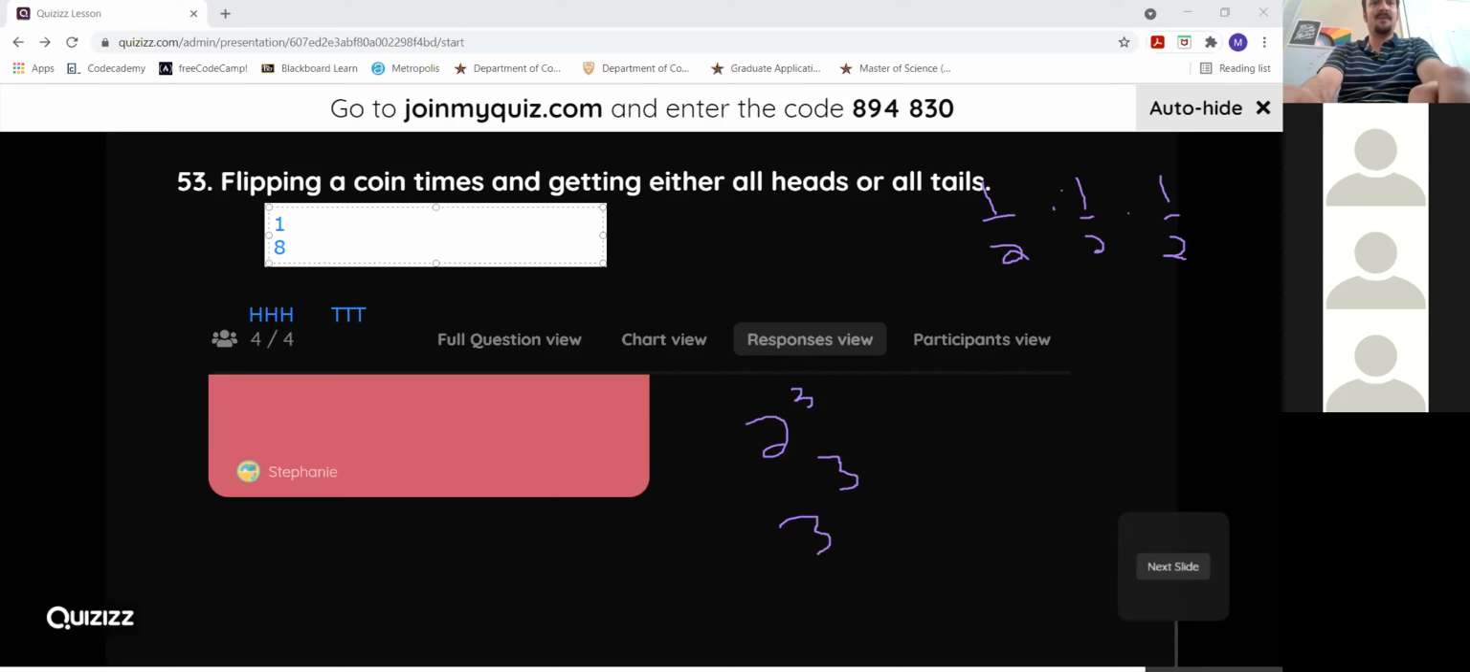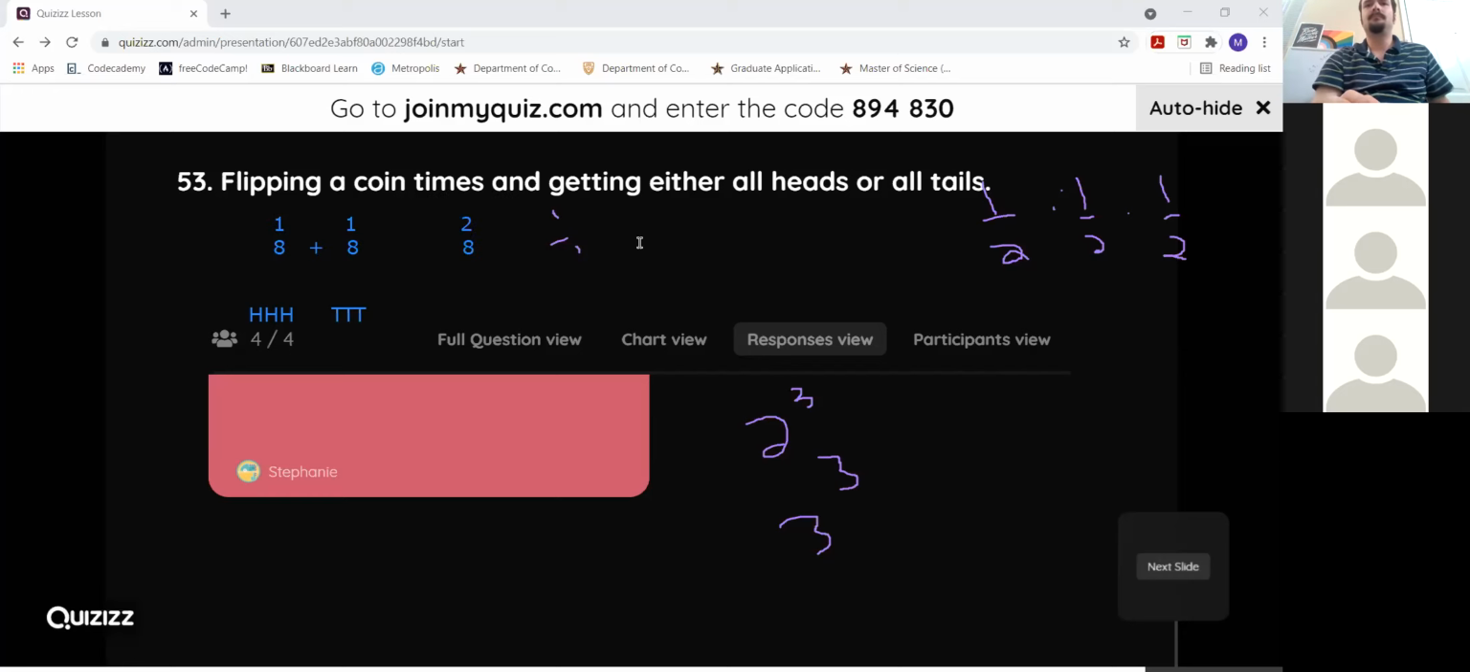So heads, heads, heads is a 1/8. And a tails, tails, tails is a 1/8. And if I think about one or the other, I can add these two probabilities together. That one's going to be 1/8. That one's going to be 1/8. So overall, it should be 2/8, right? When I add these things together, it should give me a 1/4 probability. So adding here. Two eighths reduces to 1/4.